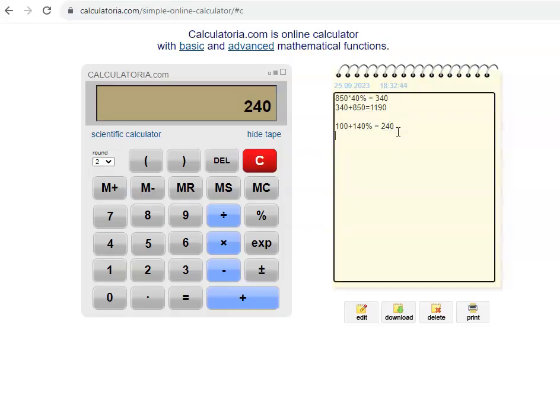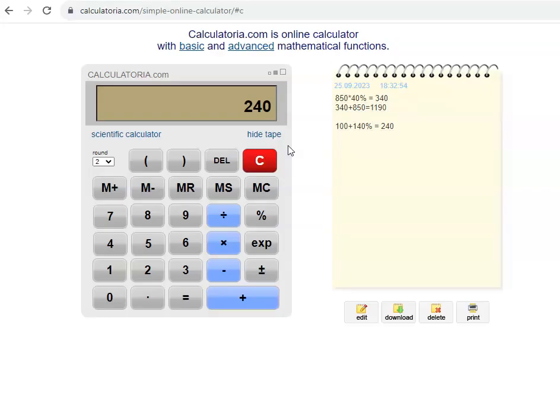So this is 100% plus 140%, which gives me 240%. To calculate the selling price now, what I'm going to do is multiply this by 780, and then I'll press my percent key, and this gives me a selling price of $1,872. So that's the fastest way to calculate this.